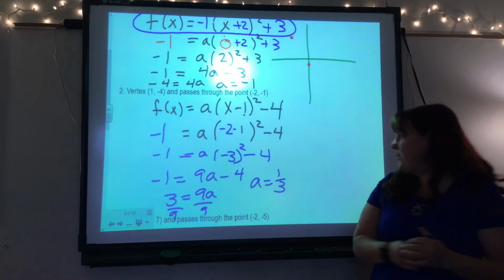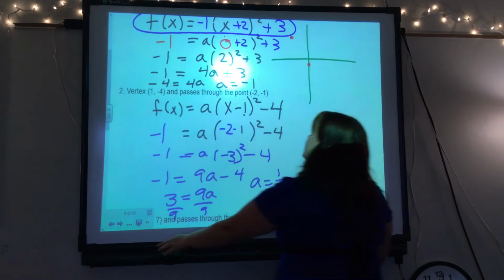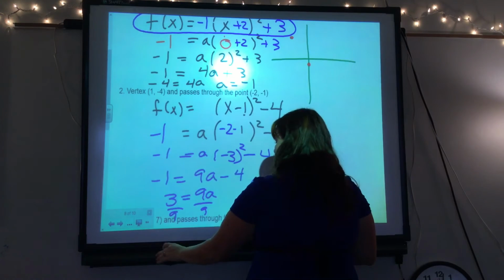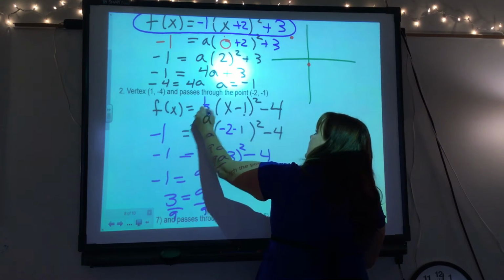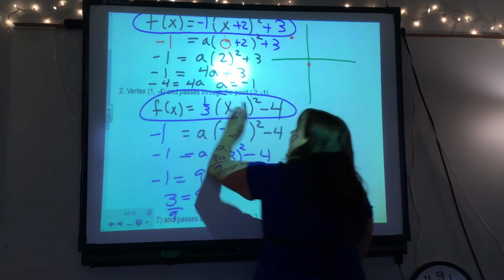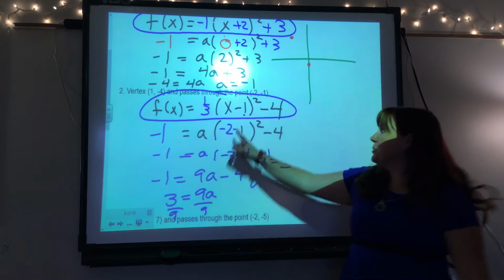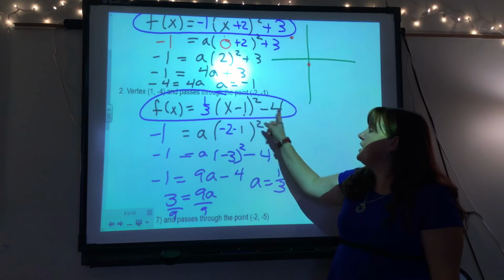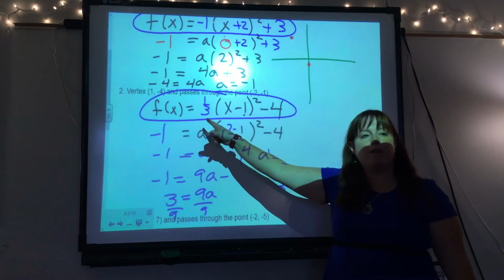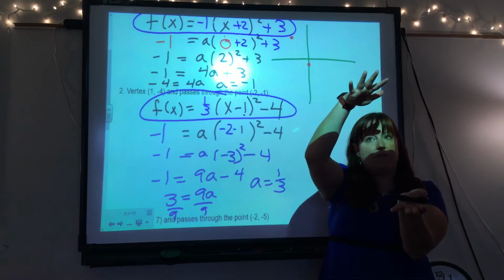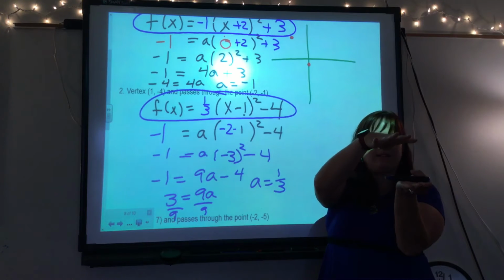Okay, so then I would go back into my original equation and I would put 1/3 here for A, and that is the equation of this parabola. So it's a parabola that has a vertex at 1, -4, and it has 1/3, so it's got a vertical compression, so it's short and fat.